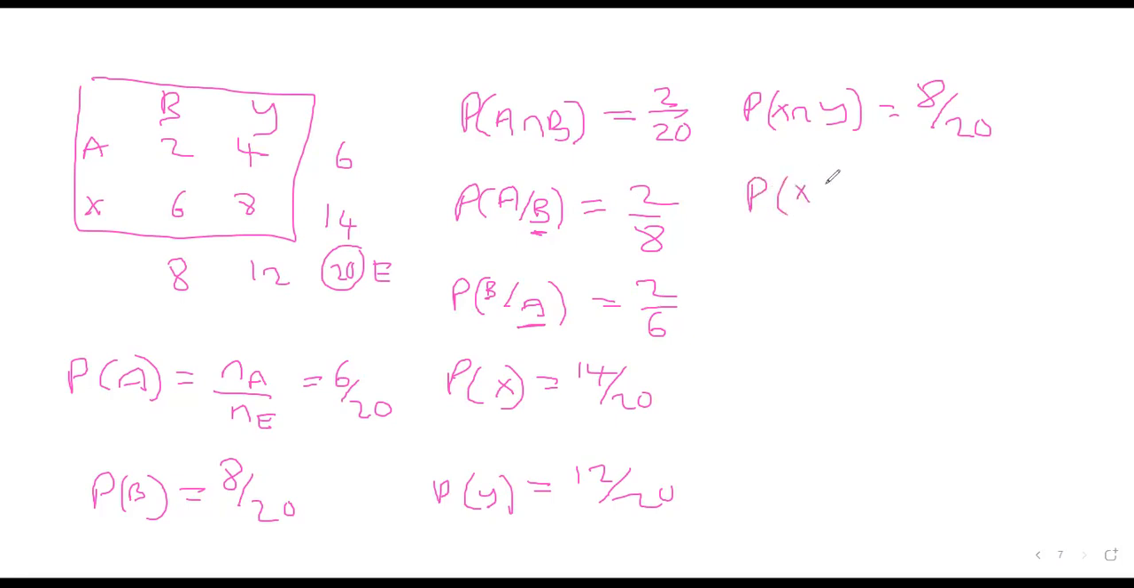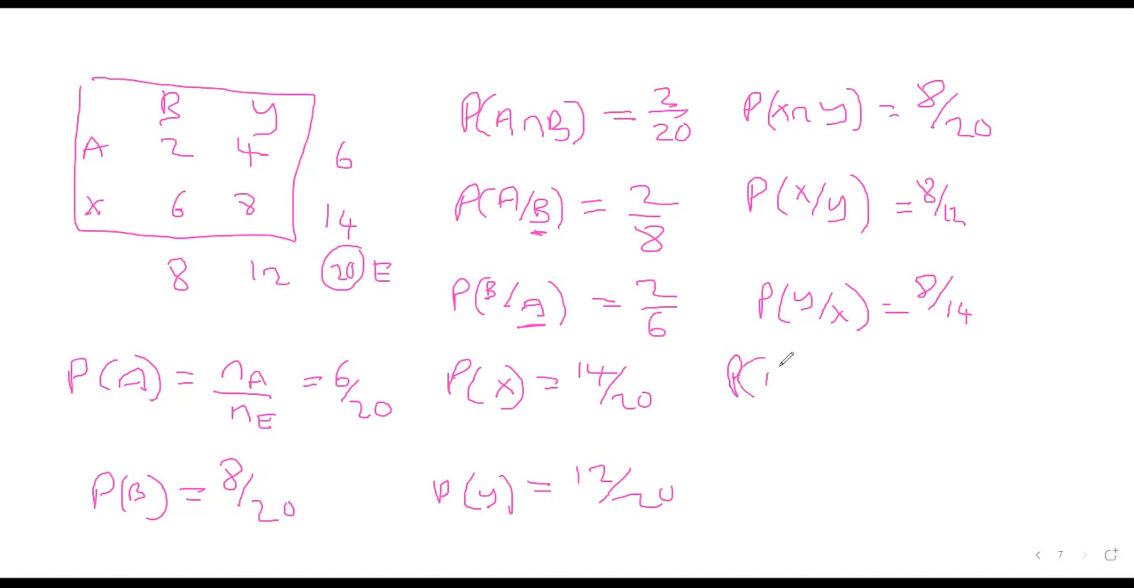Let's try what is X given Y? You tell me, and Y given X. Quickly. X given Y is 8 over 12. Then Y given X is 8 over 14. Excellent.